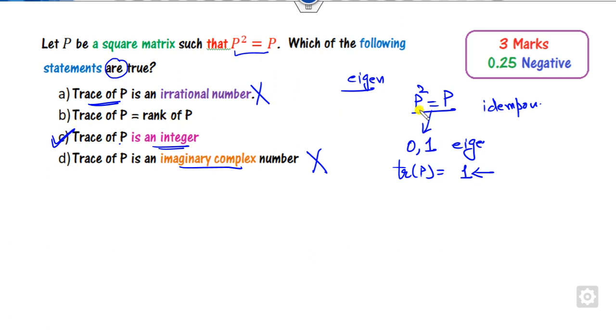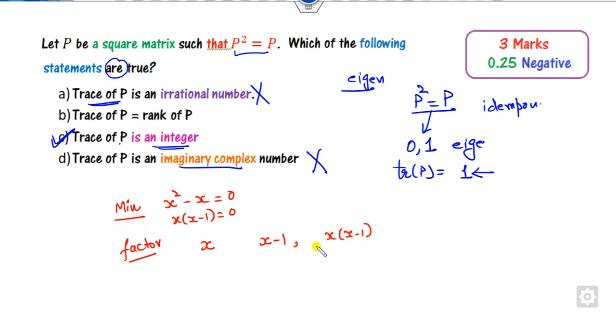But how? You can see P square is P. So what is the minimal polynomial of this P? This is nothing but x square minus x is 0. So what are the factors here? That is either x minus 1 or x. So what are the eigenvalues of this? Eigenvalues are 0, or 1. The eigenvalue of this is either 0 or 1.